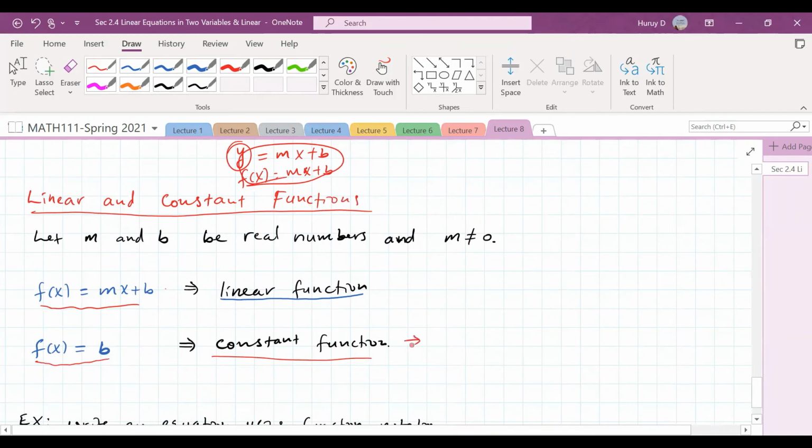The graph of this function is always horizontal because there is no slope. The slope is 0. As you can see, it doesn't have m, right? There is no m here. So since the slope is 0, the graph is horizontal. So for any constant function, the graph is always horizontal. It only depends on b. Where does it touch the y-axis? Is it at 3, at 4, at 100? That's the only difference. Otherwise, it will be horizontal.